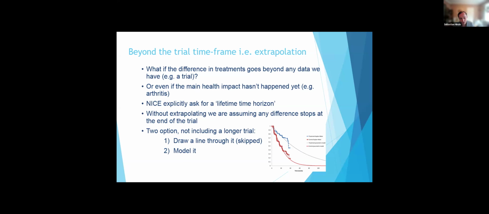So you see in that graph there, the dotted lines are data that we've got from a trial, and it's possible to put a nice neat line through it and then say that's what continues to happen with those interventions. We're not dealing with that approach here. We're instead modelling it here.